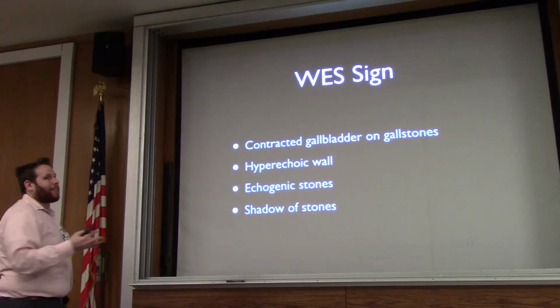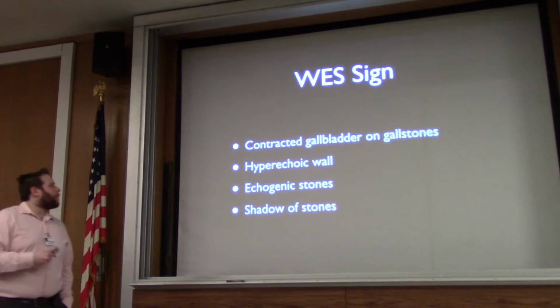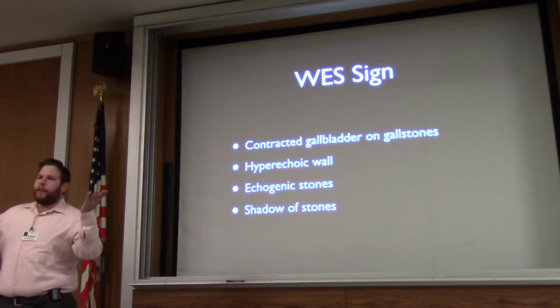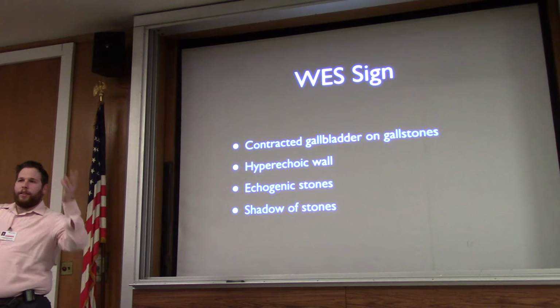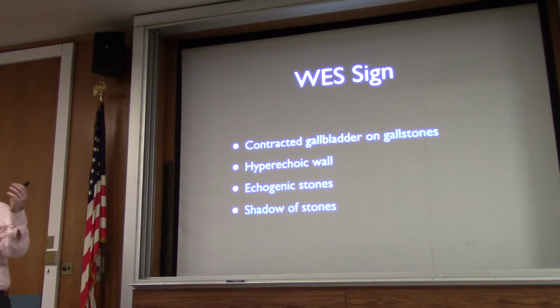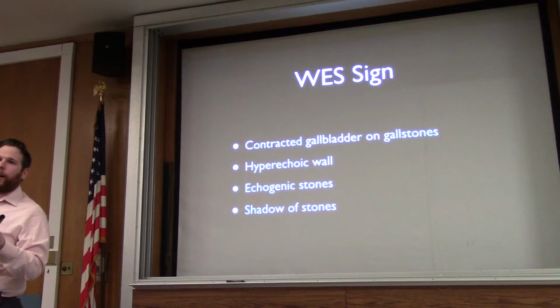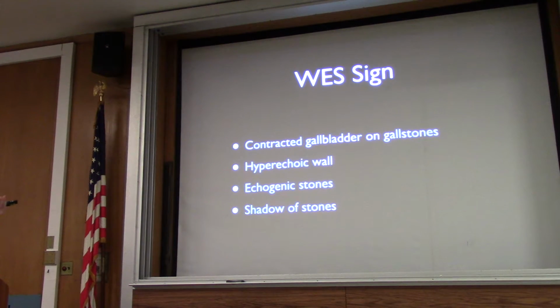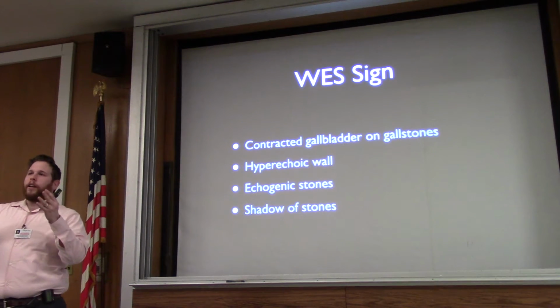All right, so what's the WES sign? That's basically when you have gallstones in the gallbladder and the gallbladder is contracted. Maybe they ate, or for whatever reason the gallbladder is contracted. So these are really hard to find because you're looking for a black, fluid-filled round circle, right? And if it's all contracted, then you might not see that, but it's contracted onto stones.